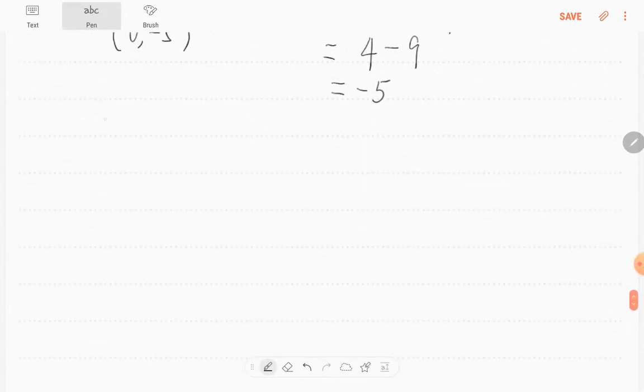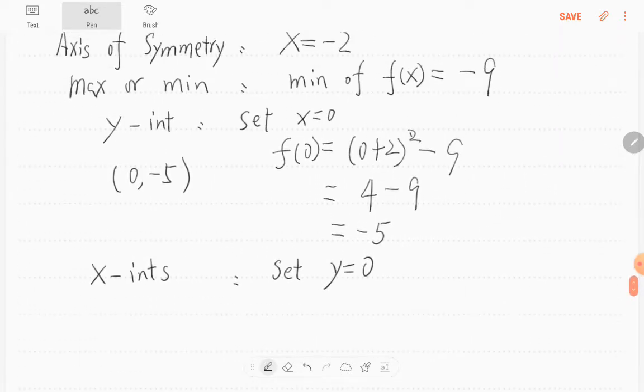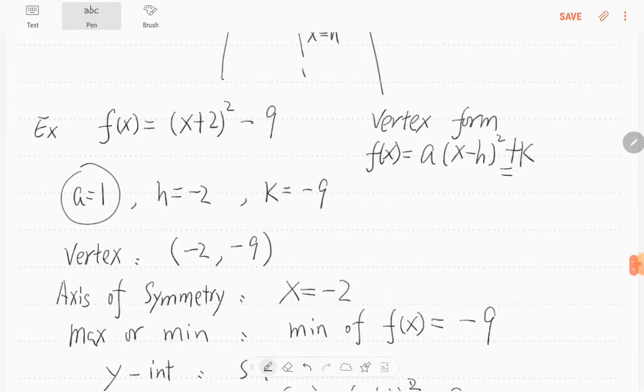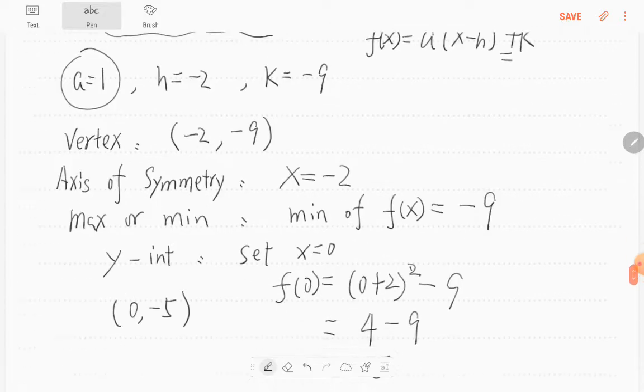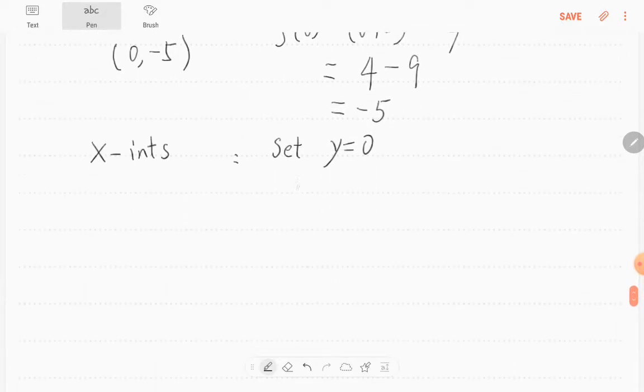For the x-intercept, we set y equals 0, right? You don't need to use the quadratic formula. You can just start from here directly. You set y equals 0, so in other words, f of x equals 0. What is the x value? So it's (x plus 2) squared minus 9 equals 0. You just solve this equation. It's very straightforward.